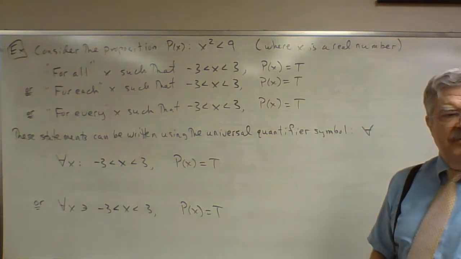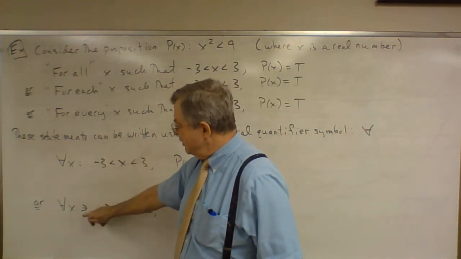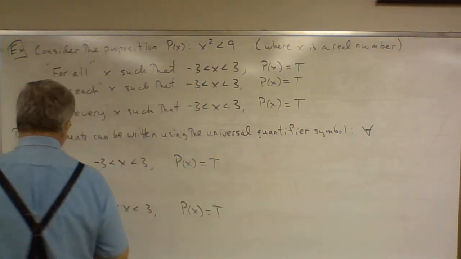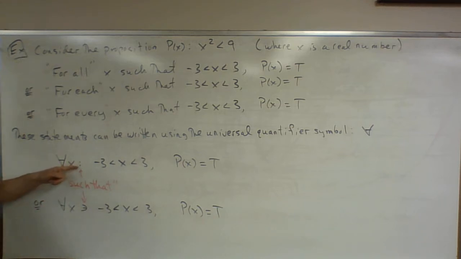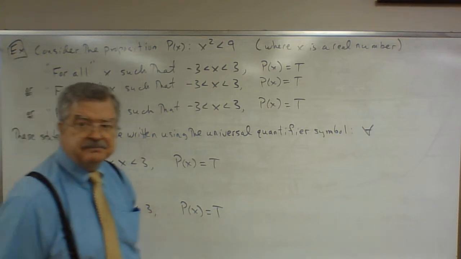Now the difference in these two symbolic renderings is that in one we have a colon here, and here we have sort of a backwards E or something. Both of these are ways of symbolically expressing the English phrase such that. For all x such that x is between -3 and +3, p of x is true.